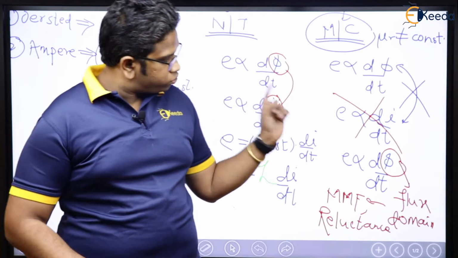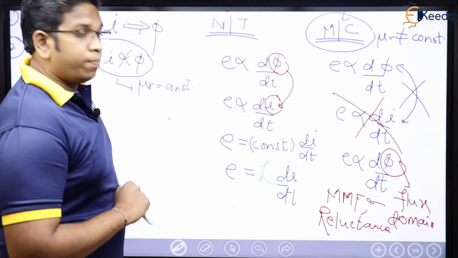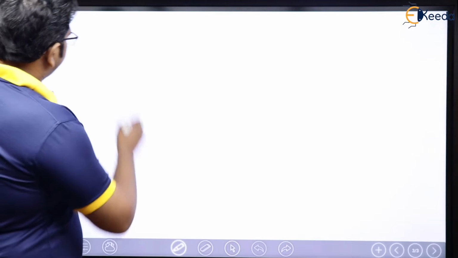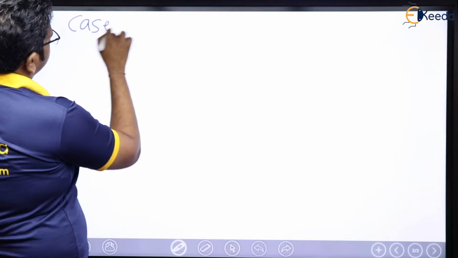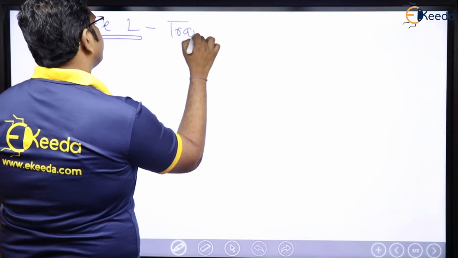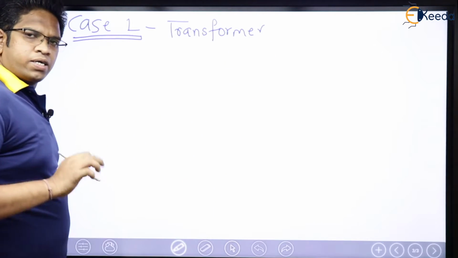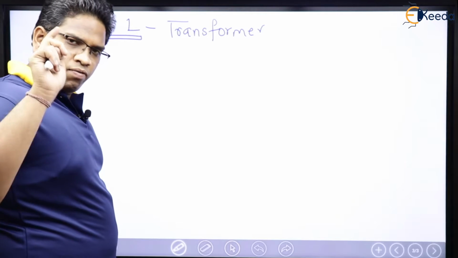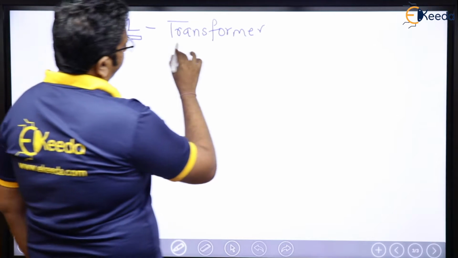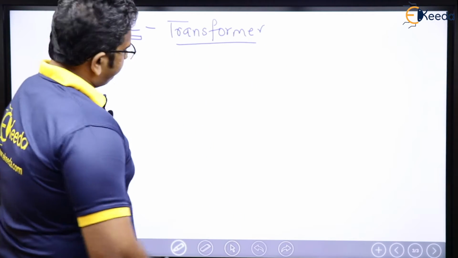So we have understood the importance of flux. Now let us understand whether it is time displaced or space displaced. Starting with case 1, let us take transformer. We will be taking only 2 cases in order to understand whether flux is time displaced or space displaced. That's it. For example, transformer is there. Now, see here.